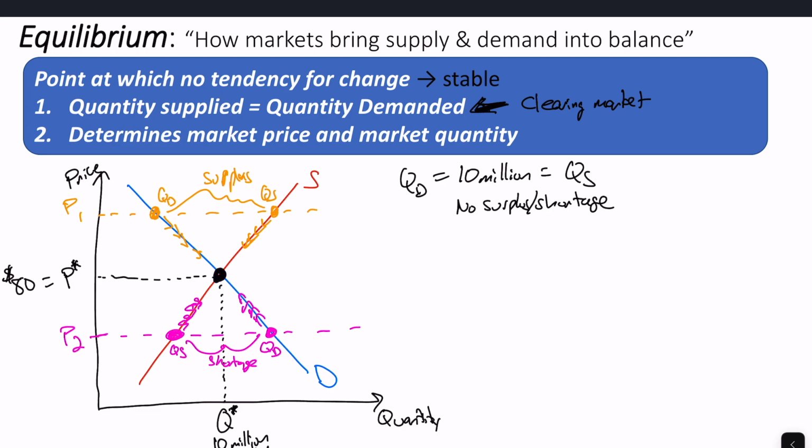So as long as the price is higher than P star, market forces will drive the price down to equilibrium. As long as the price is lower than P star, market forces will drive the price up to equilibrium, and then it'll be stable there. No one can do any better. Market forces won't change this price or quantity anymore.